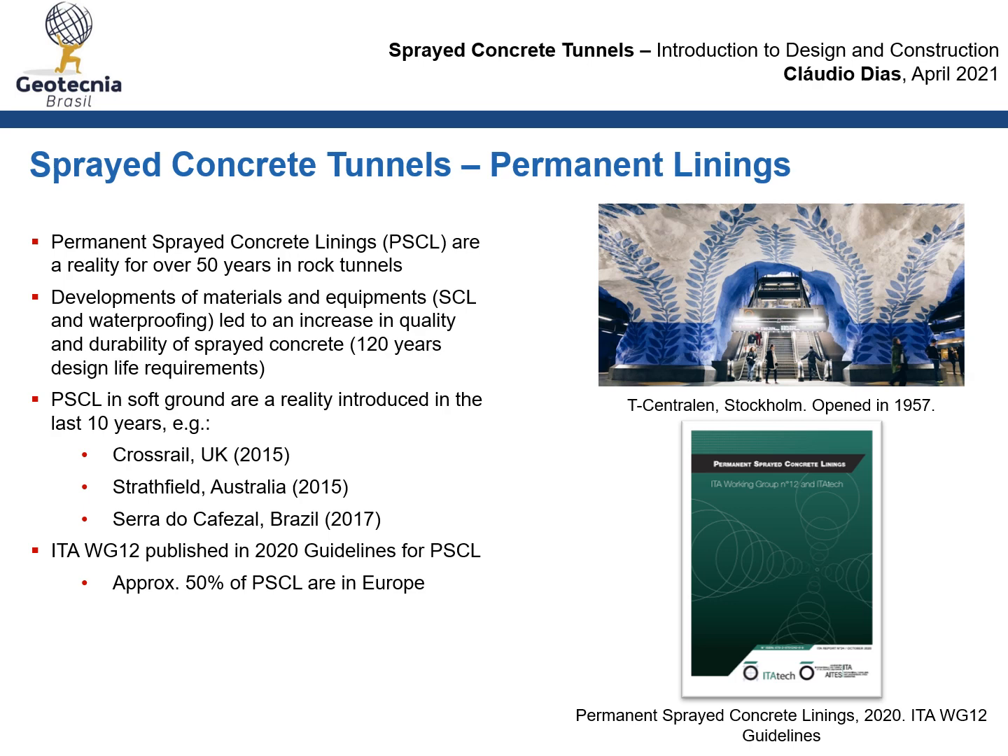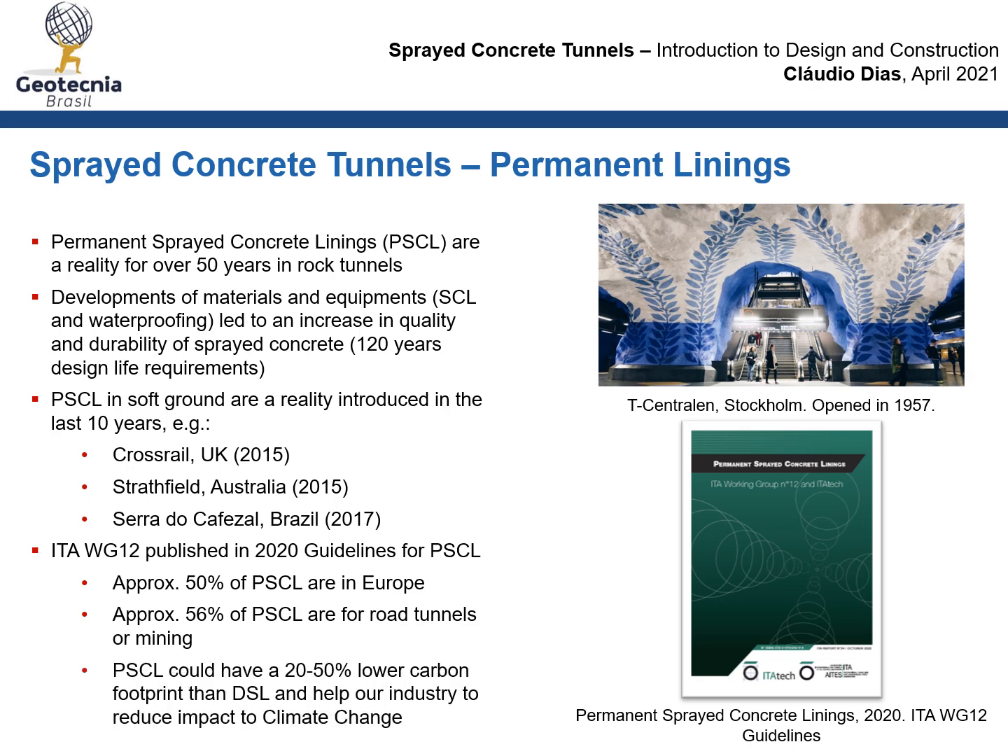This document refers that about 50% of the permanent sprayed concrete linings are in Europe. About 56% of the permanent sprayed concrete linings are used for roads or mining. Also, very importantly, this document refers that permanent sprayed concrete linings could have a 20 to 50% lower carbon footprint than double shell linings and help our industry to reduce impact to climate change.